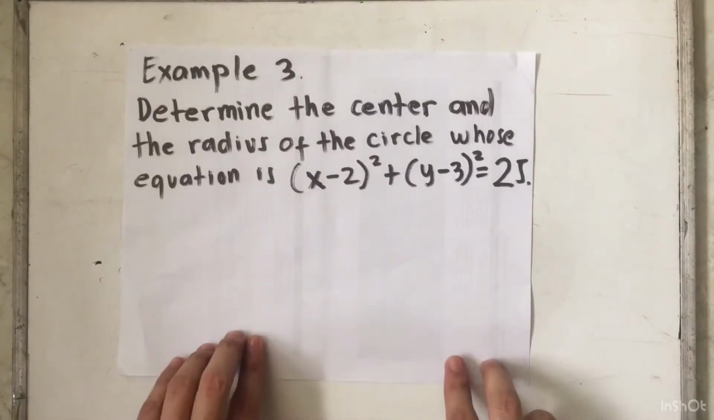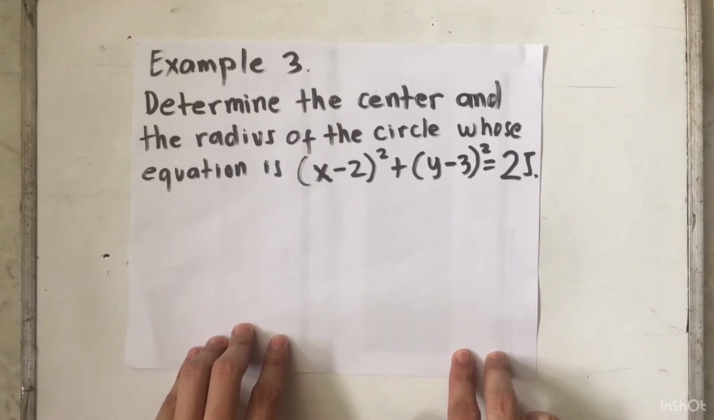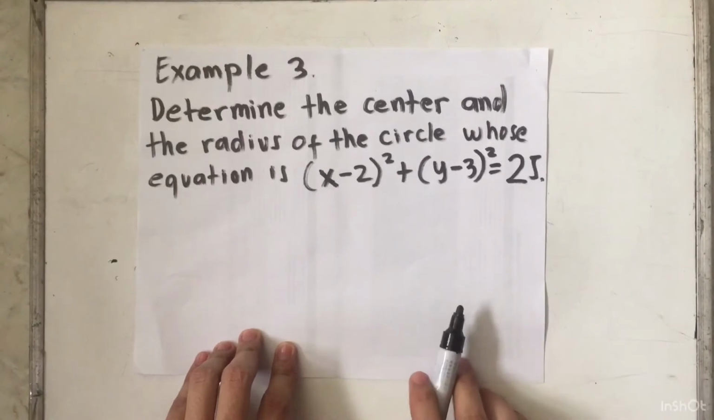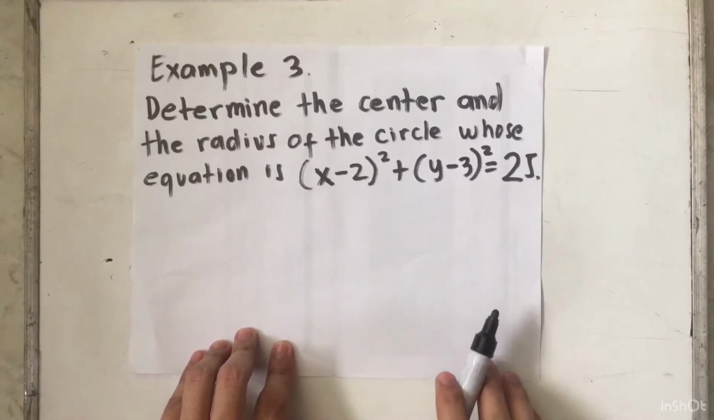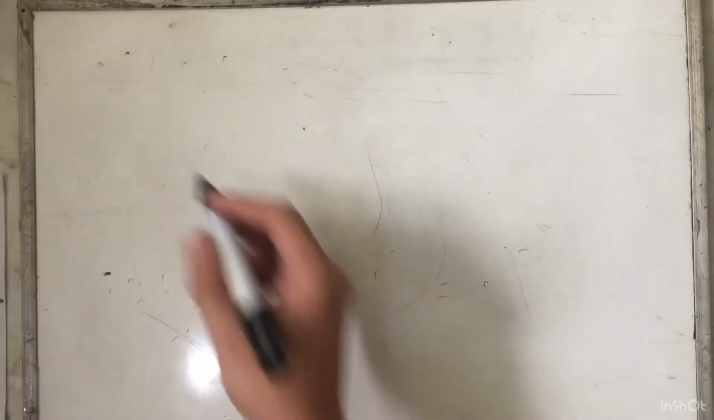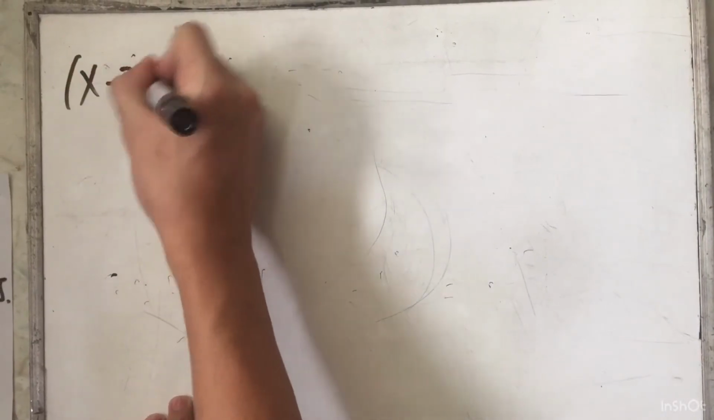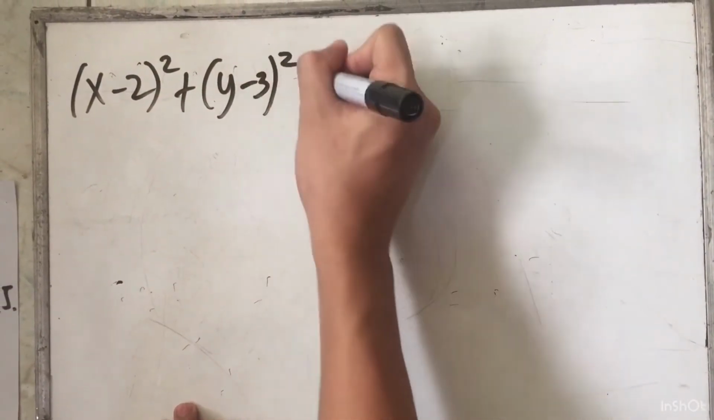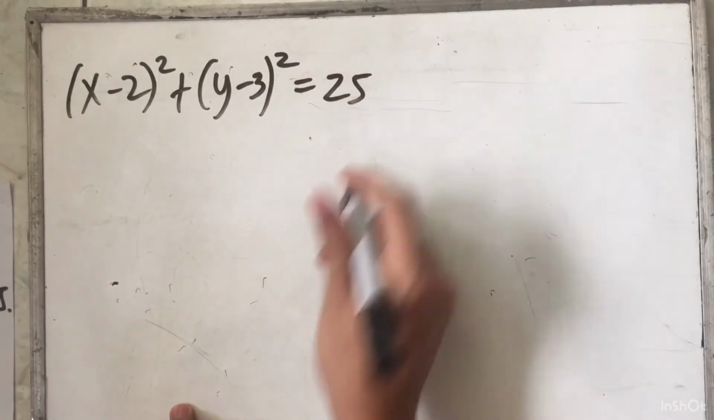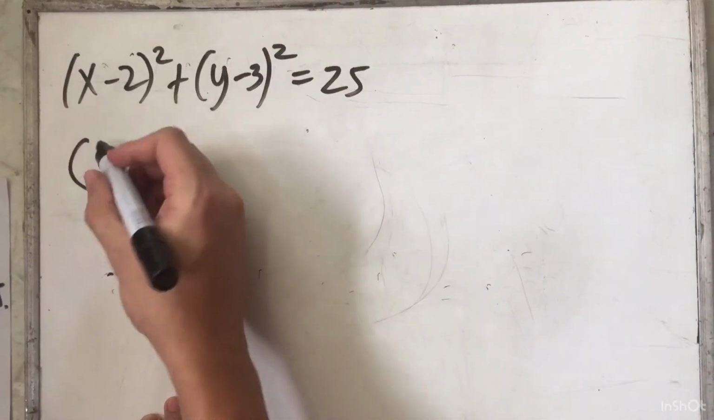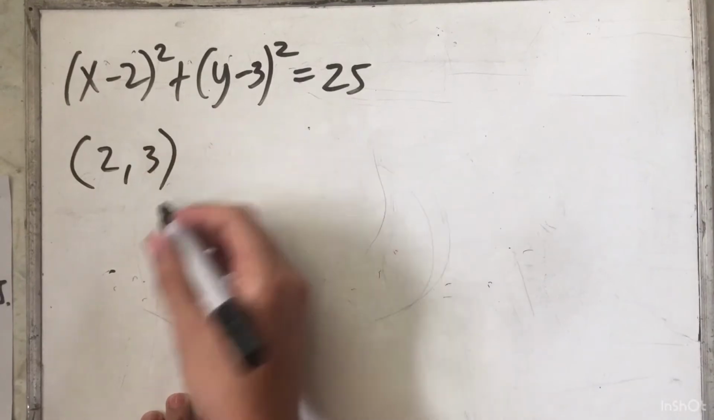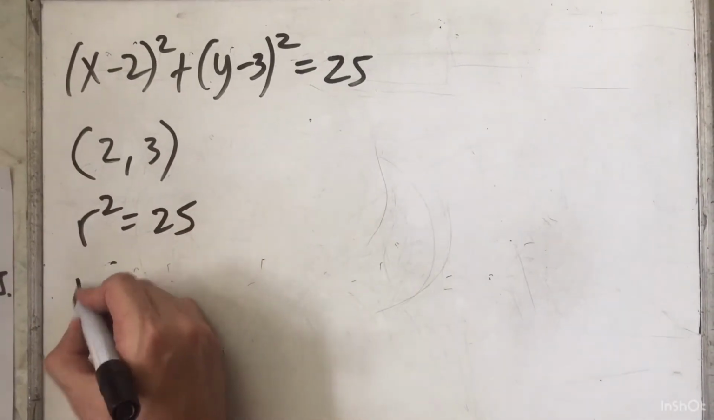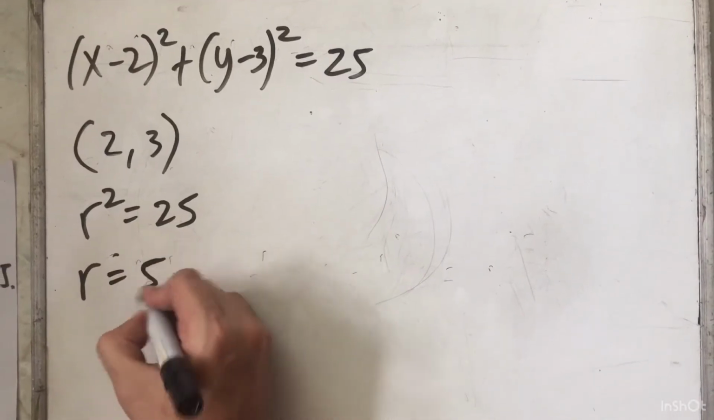Next example, determine the center and the radius of the circle whose equation is (x minus 2) squared plus (y minus 3) squared equals 25. So we have (x minus 2) squared plus (y minus 3) squared equals 25. That means the center is (2, 3), while r squared equals 25. That means r equals 5.